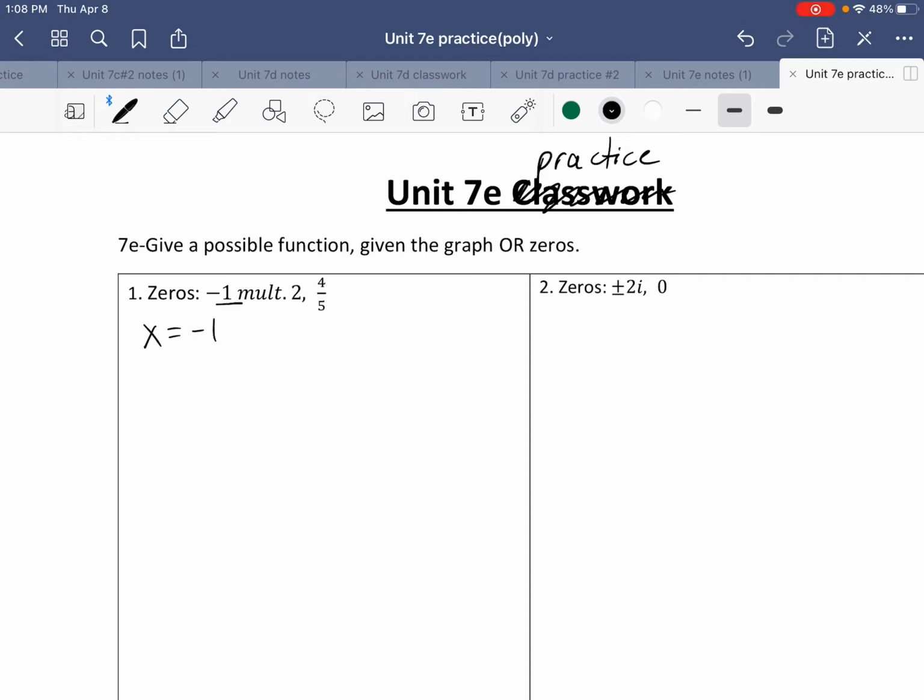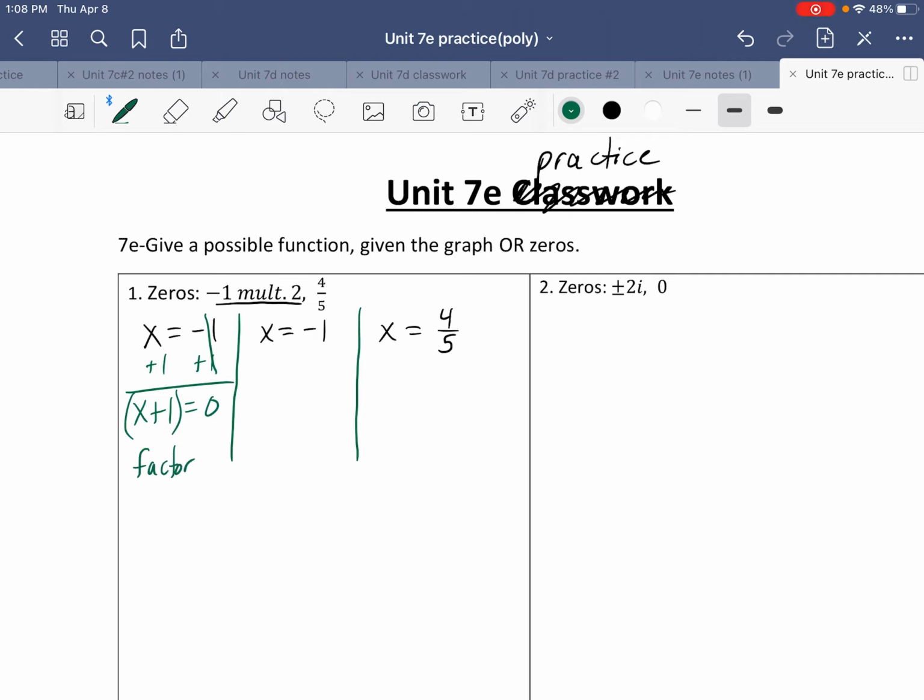And since -1 is a multiple of 2, we have to write it twice. And x equals 4/5. Next step is to make each little equation equal to 0. Right now it's x equals -1, so we add 1 to make the equation equal 0. x plus 1 is one of our factors. And the next one is exactly the same because it was the same zero. So x plus 1 is your factor.